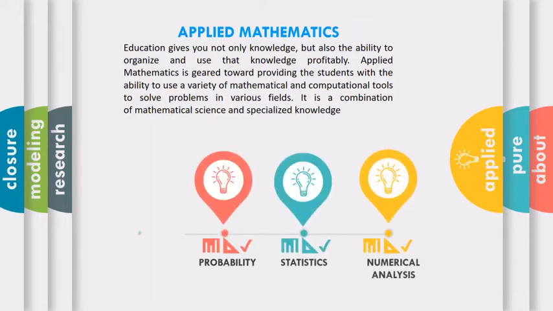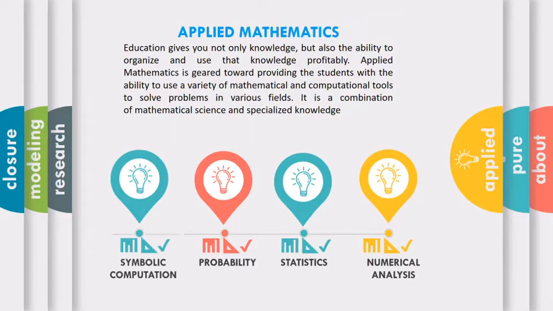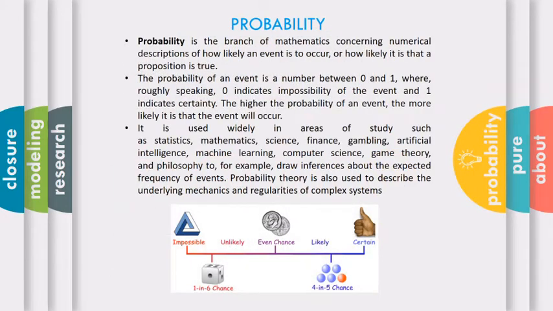Probability is a branch of mathematics concerning the numerical description of how likely an event is to occur, or how likely it is that a proposition is true. The probability of an event is a number between 0 and 1, where, roughly speaking, 0 indicates impossibility and 1 indicates certainty.